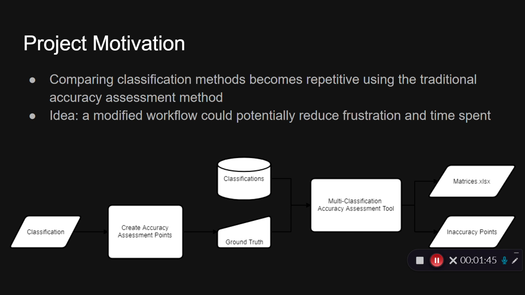So my tool comes in after the creation of the accuracy assessment points. This particular project used a point-based stratified random approach to creating accuracy assessment points. However, that would be a choice that a user would make when evaluating the accuracy of their classifications.